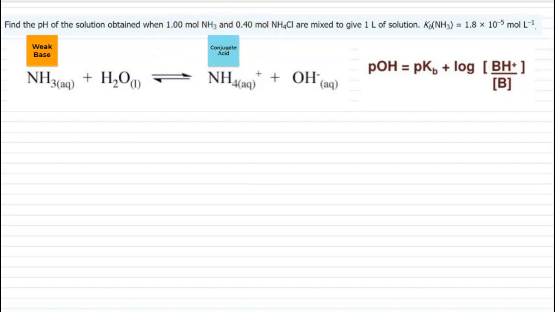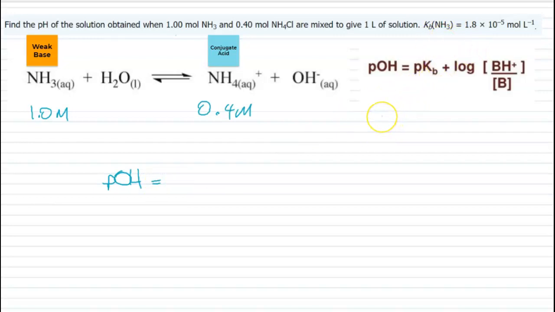So let's get those sketched in really quickly. My concentration of the ammonium is 0.4 molar. The concentration of the ammonia, remember, was 1 mole divided by the liter, so it's 1 molar. So when I plug that into my pOH equation, or the Henderson-Hasselbalch, my pOH is equal to the pKb.